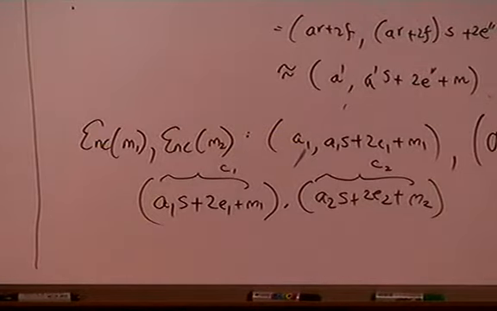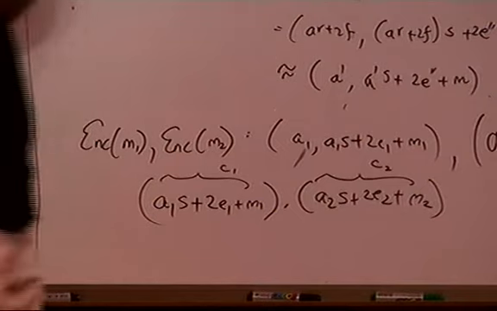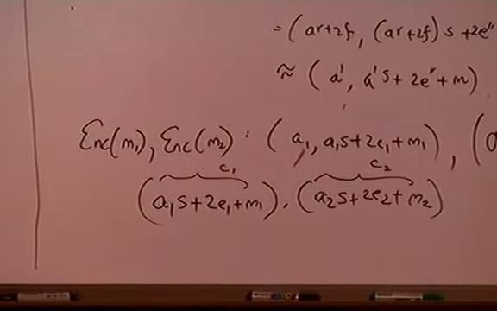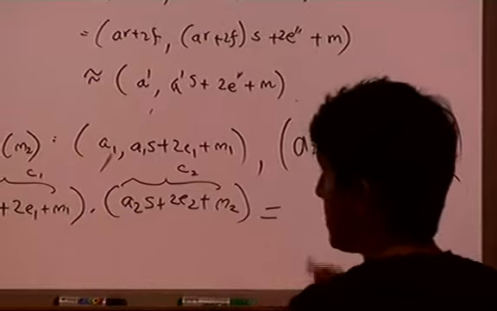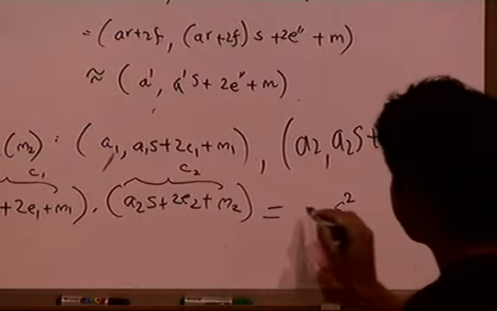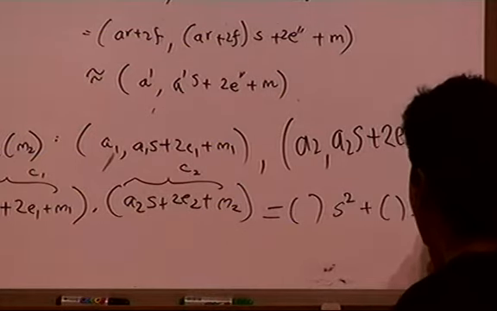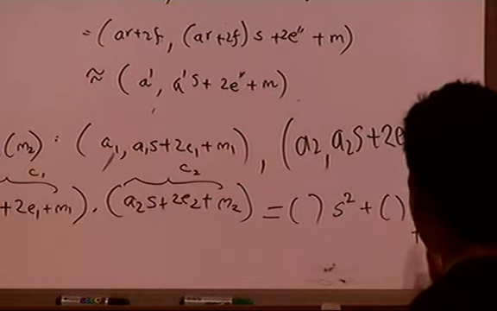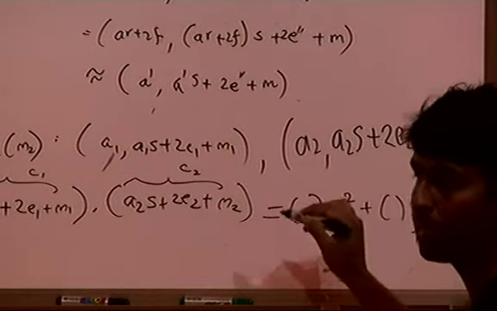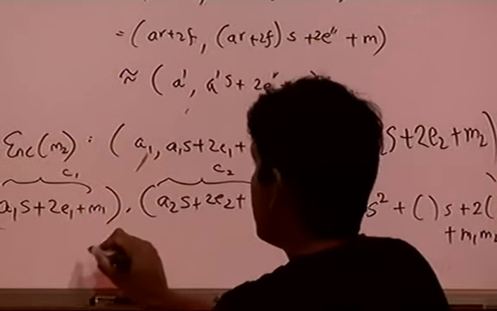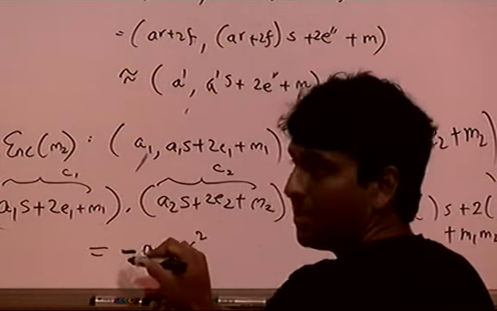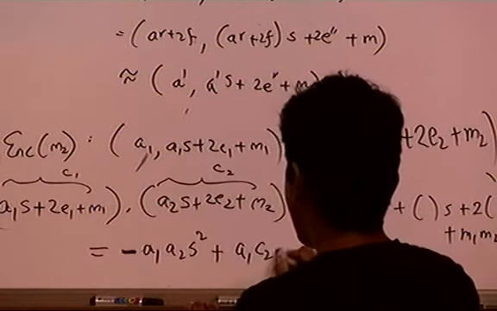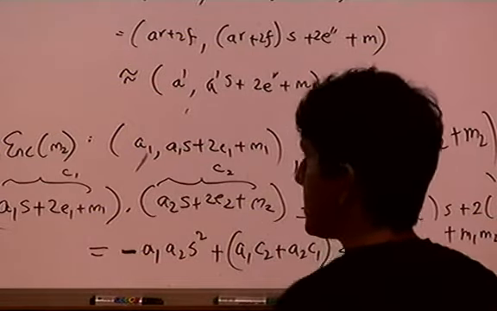This is an expression that becomes a huge 9-term expression. I want to write it down in a cleverer way. I want to write it as a term that contains S squared, because there's an S here, plus a term that contains S, plus 2 times an error plus the product of the two messages. This is the kind of form that I want for the final expression. In fact, you can check that this can be written as minus A1 A2 S squared. There's a minus here, which is important, plus A1 C2 plus A2 C1 times S.